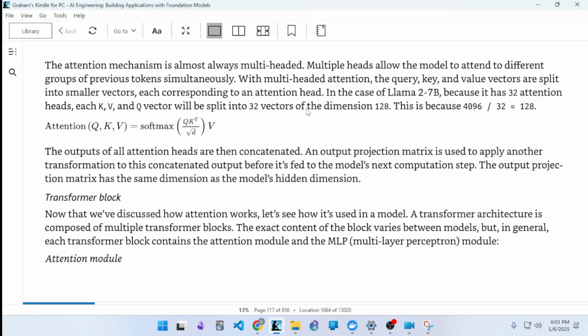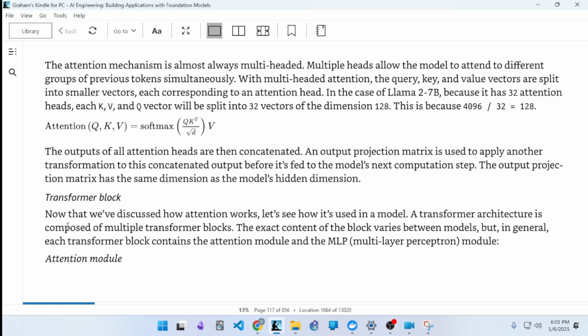So the outputs of all attention heads are then concatenated. An output projection matrix is used to apply another transformation to this concatenated output before it's fed to the model's next computation step. The output projection matrix has the same dimension as the model's hidden dimension. Transformer block. Now that we've discussed how attention works, let's see how it's used in a model.